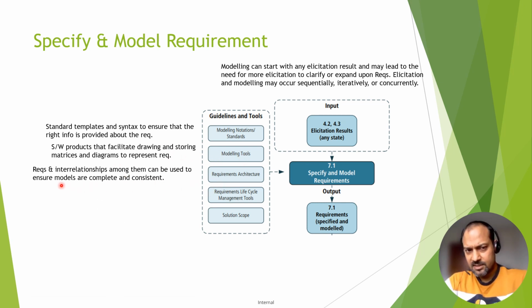Then we have requirement architecture. Requirements and interrelationships among them can be used to ensure models are complete and consistent. And this is very important. So interrelationship, as I said, like one requirement could be having a dependency on another requirement. So in order to create a good, complete solution, both these requirements should go together with the release. You can't leave out one requirement because there's a dependency on another requirement, right? So in this task, requirement architecture, we generally look at things together as a whole. That's the way we work.